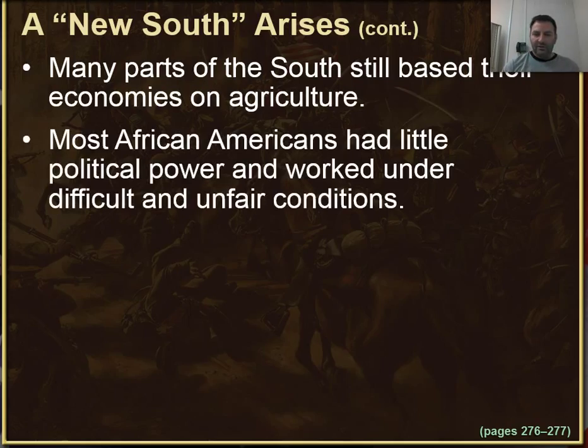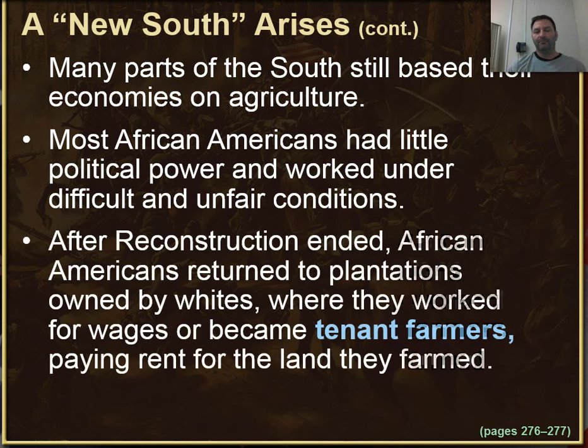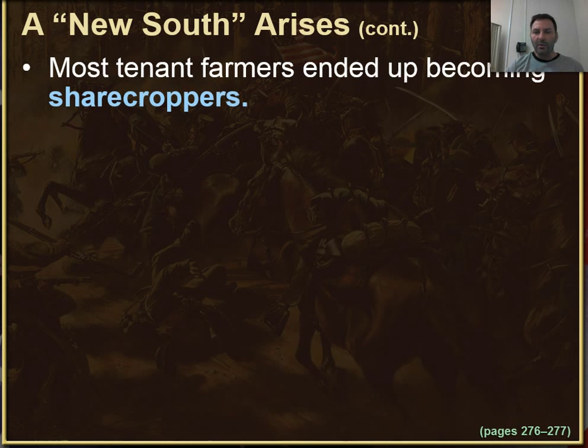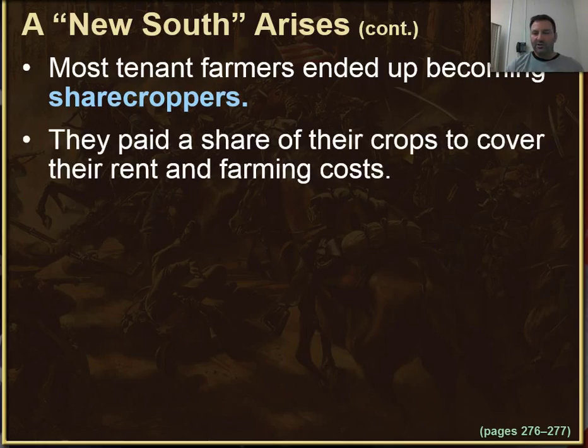Most African Americans had little political power and worked under difficult and unfair conditions in this new South. After Reconstruction ended, African Americans returned to plantations owned by whites, where they worked for wages or became tenant farmers, paying rent for the land they farmed. Most tenant farmers ended up becoming sharecroppers. They paid a share of their crops to cover their rent and farming costs.